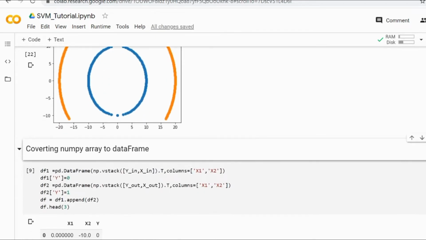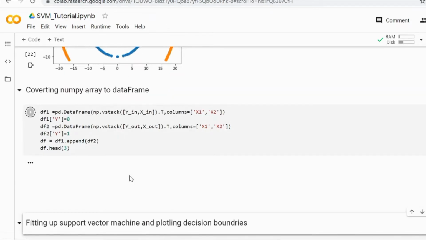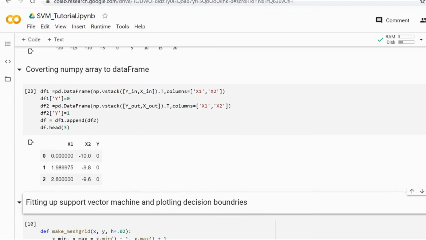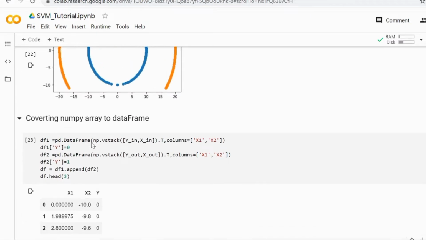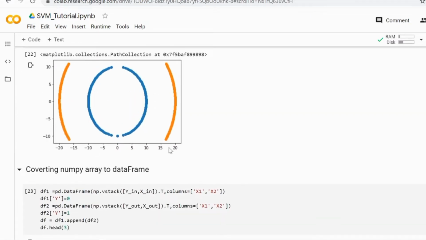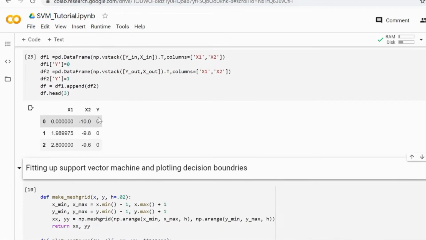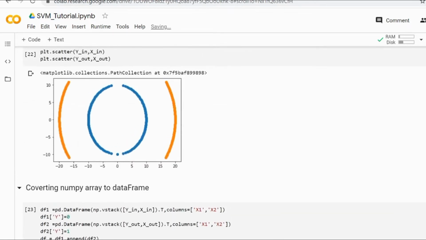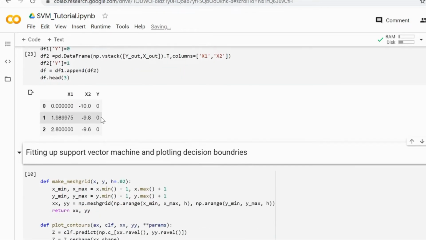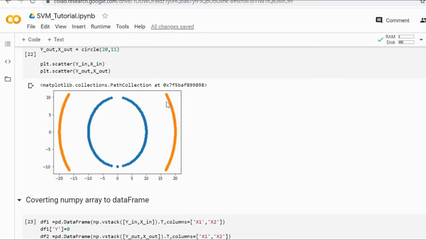So what I'm going to do over here is convert all these points to a data frame. Here I have converted all these points to a data frame, and you can see that x1 and x2 are the axes. This is the x1 axis, this is the x2 axis, and y are the labels. So 0 means the blue label and y equal to 1 means the yellow label.